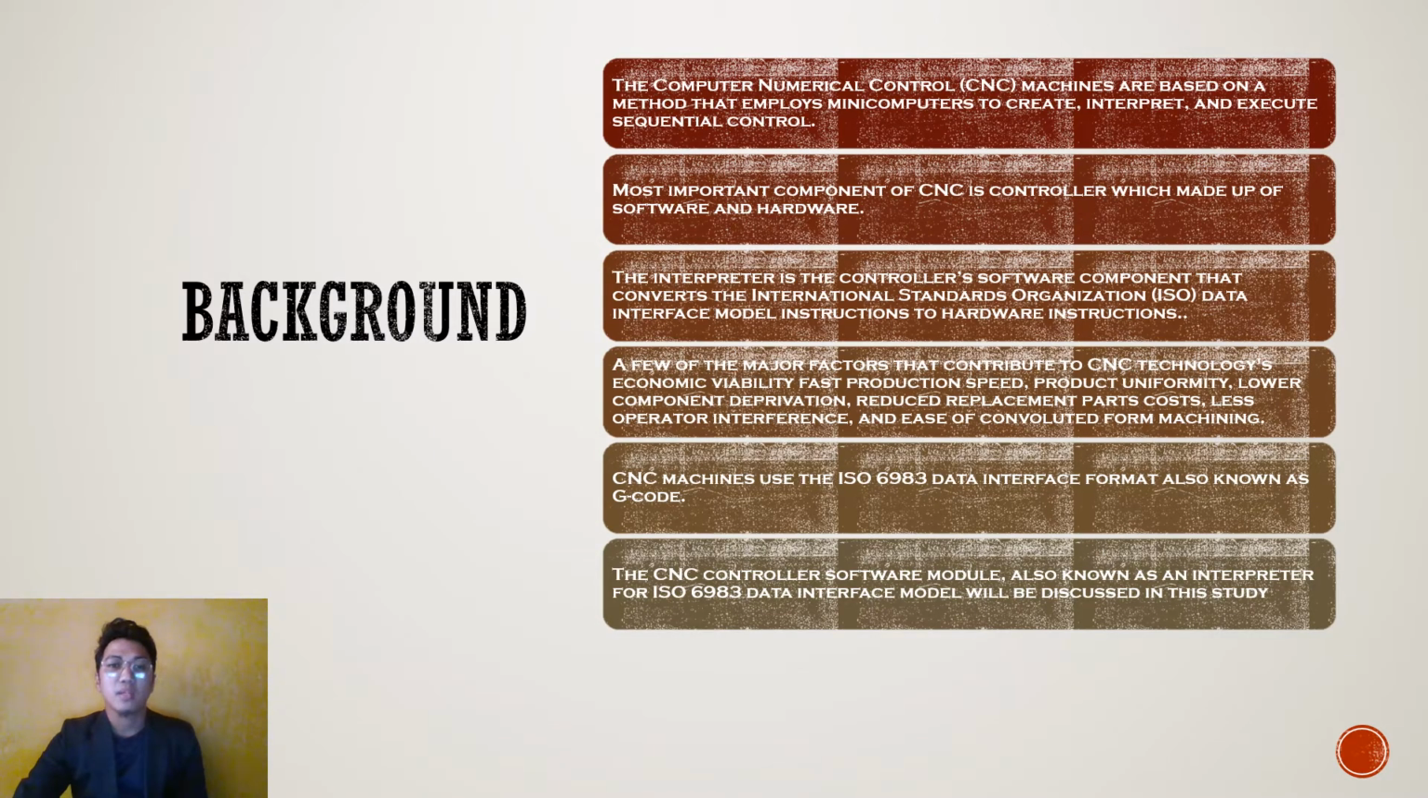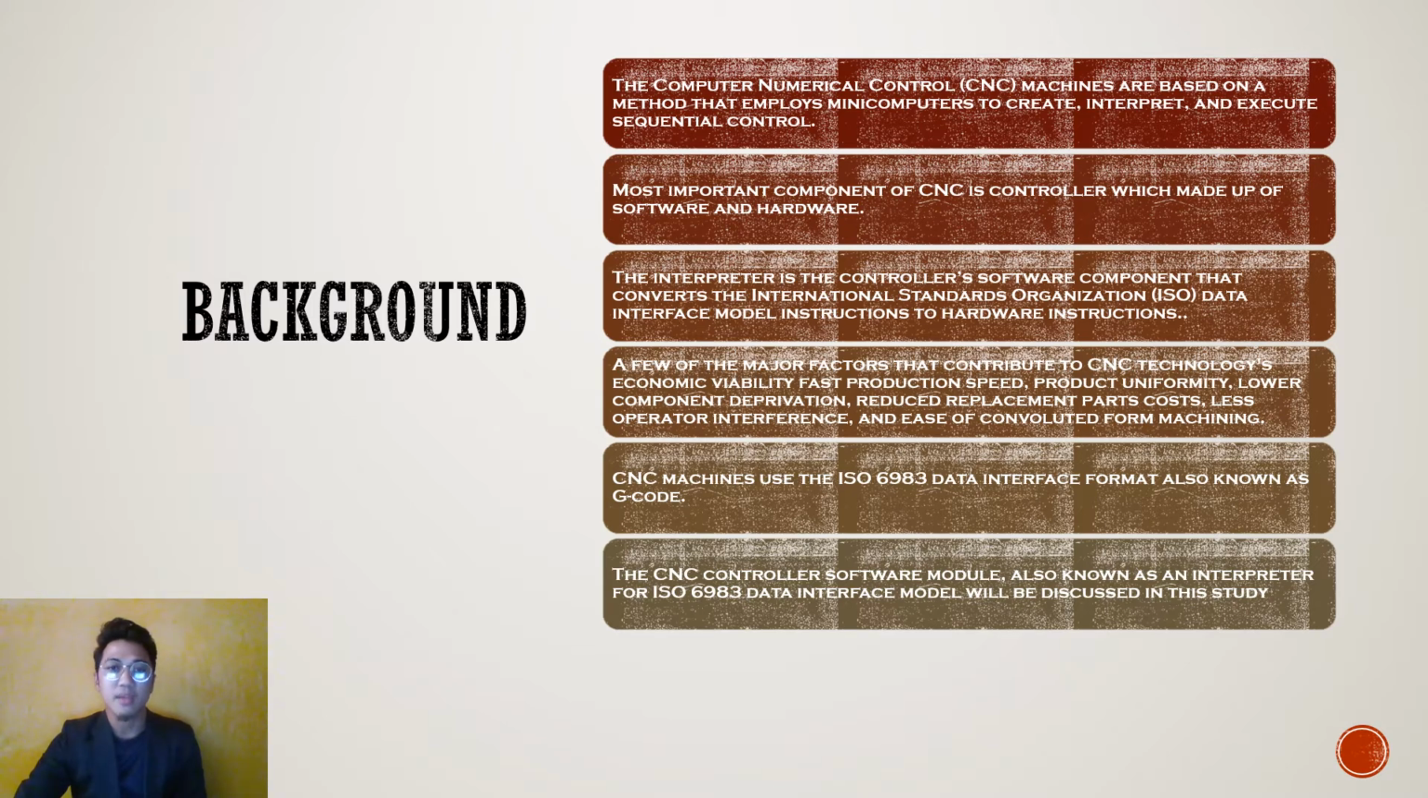Background. First, computer numerical control machines are based on a method that employs a mini-computer to create, interpret, and execute sequential control. Second, the most important component of CNC is the controller, which is made up of software and hardware. Third, the interpreter is the controller software component that converts the International Standard Organization data interface model instructions to hardware instructions.